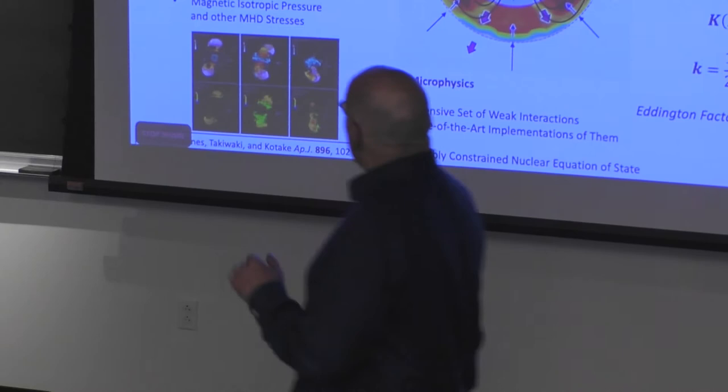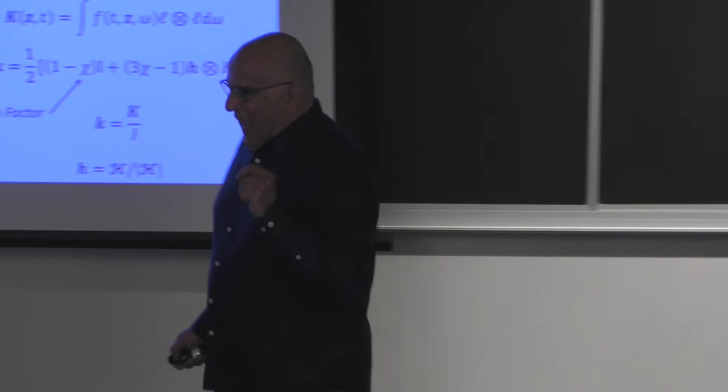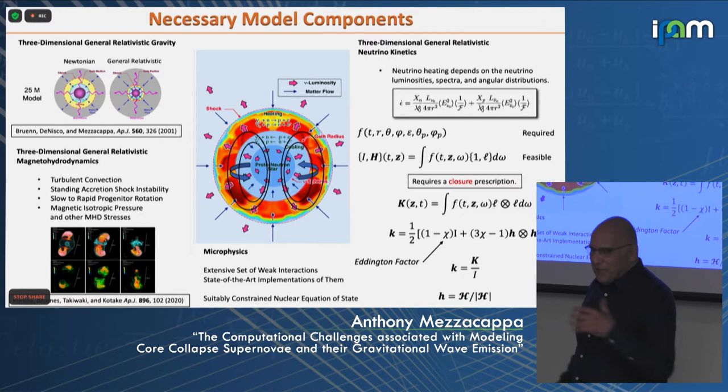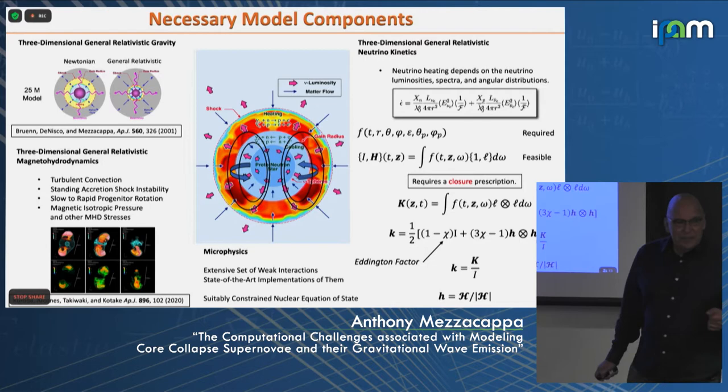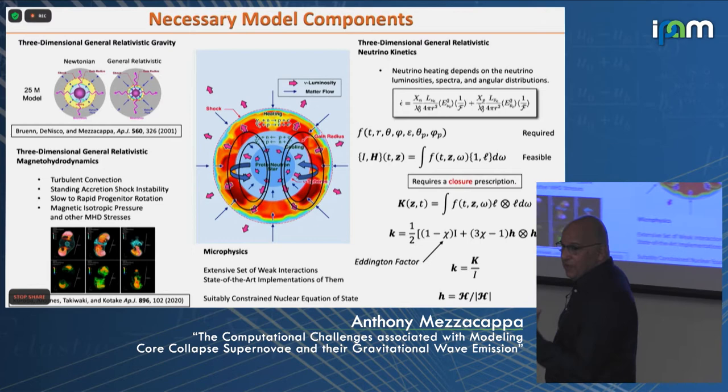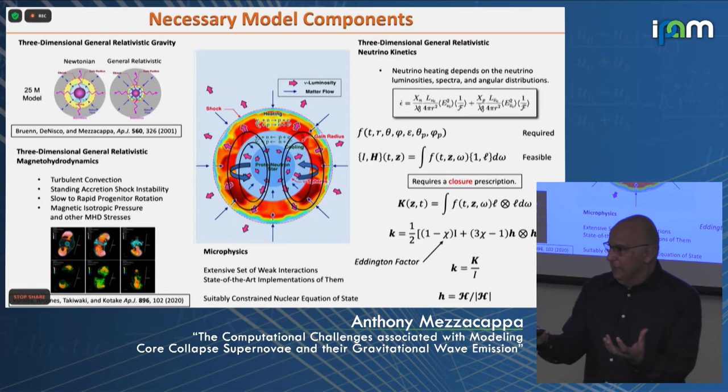Now, everything has to be general relativistic. It'll be humorous to see how that's treated in some of the current state-of-the-art supernova models. We've known this for 20 years. So after we developed a fully general relativistic supernova capability in the context of spherical symmetry, we were able to then check the difference between a purely Newtonian case and a full GR case.